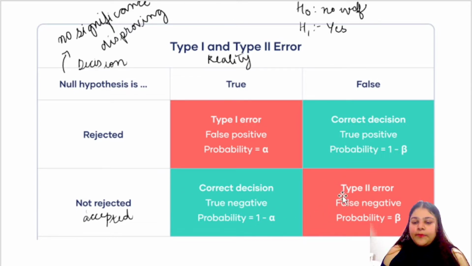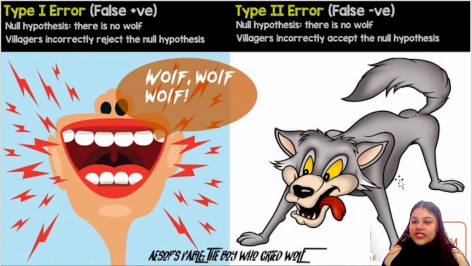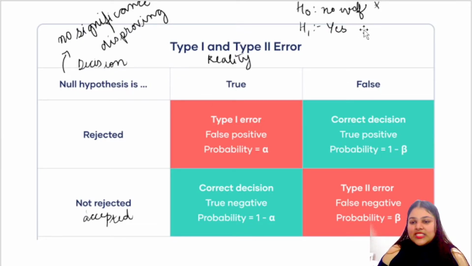So my type 2 error is saying that the null hypothesis was actually false. So let us take the wolf example again. My null hypothesis was actually false. My null hypothesis was saying that there is no wolf in the colony, but there was actually a wolf out there in the village. But my alternate hypothesis said that yes, there is a wolf. Still, due to whatever reason, the villagers or the investigators in the village said that no, there is no wolf.